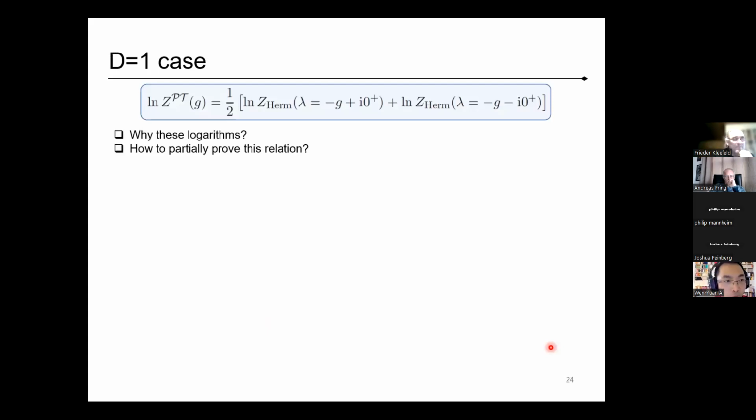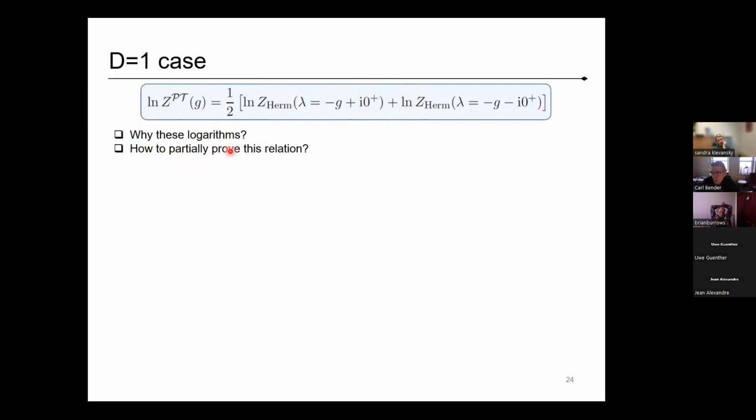Now let's go to the one-dimensional case. Actually, you can see that there are some differences between the d equal to 1 relation and the zero-dimensional case. The first difference is that there are now logarithms in this relation. And the question is why there are these logarithms. The second question is how to prove this relation partially. So we don't have any rigorous proof for this relation.